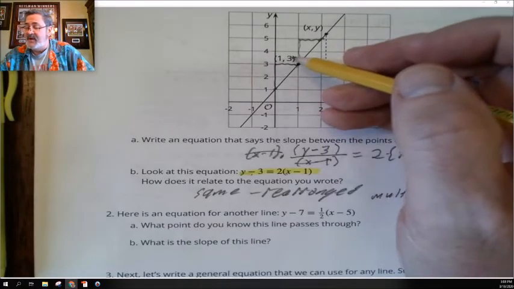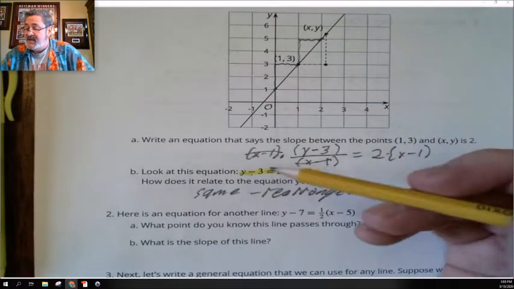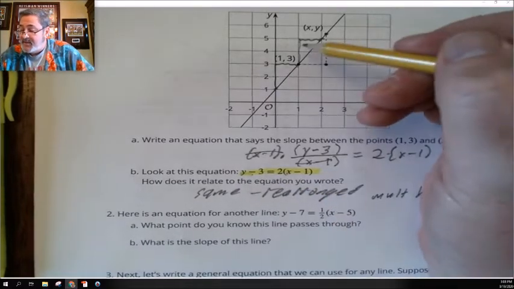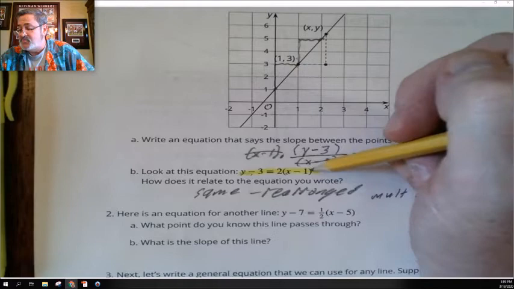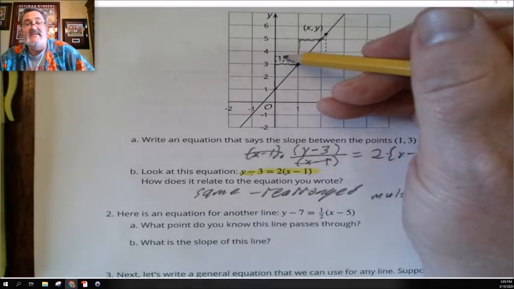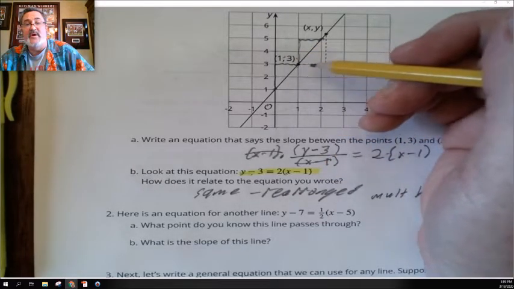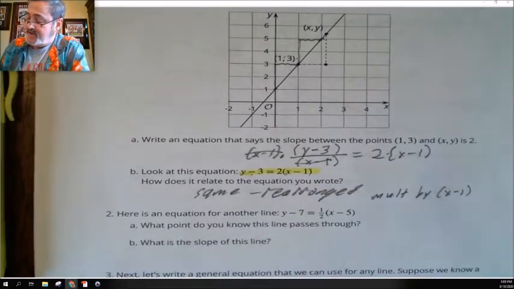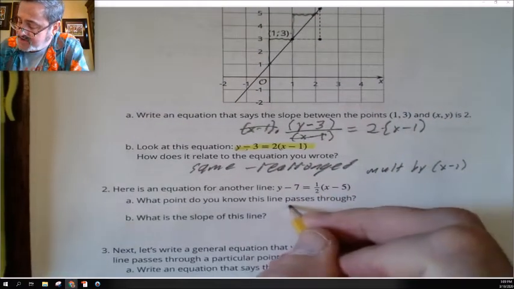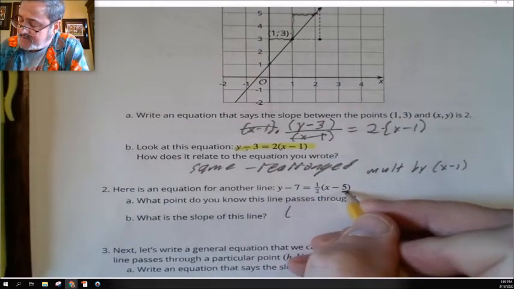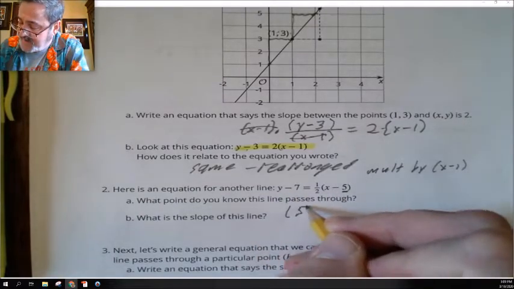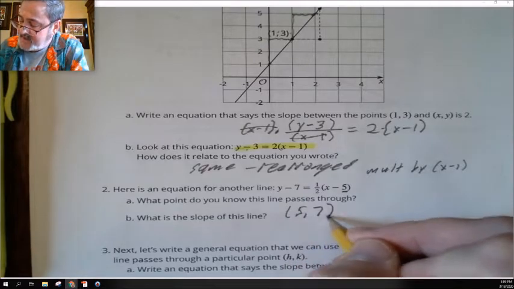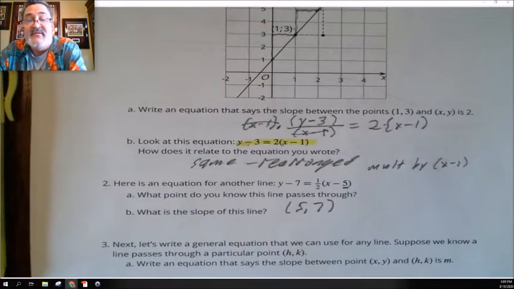But 1, 3, and when we moved it to our equation, it ended up y minus 3. 3 is the y of that coordinate point. x minus 1. 1 is the x of that point. So the point 1, 3 was right there. So using that same logic, it should go through, the x is right here. Don't forget, we switched, put the y on the left and the x on the right. The x should be 5 and the y would be 7. So that must pass through the point 5, 7.